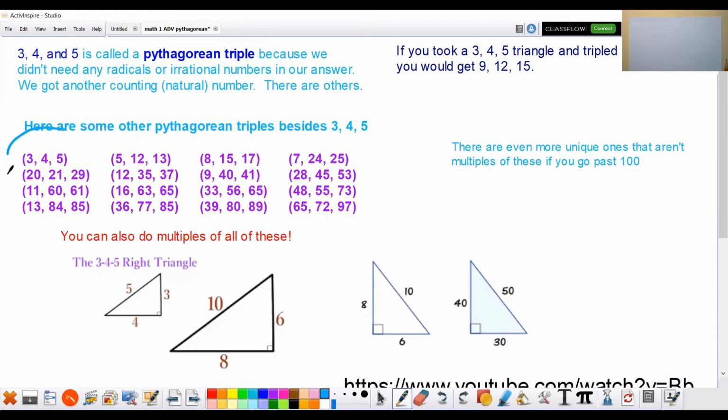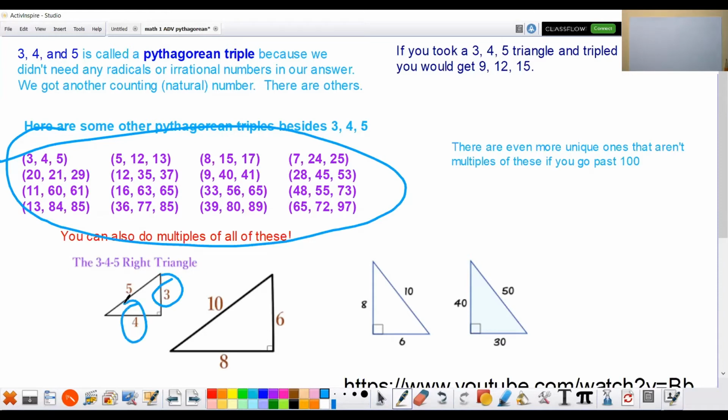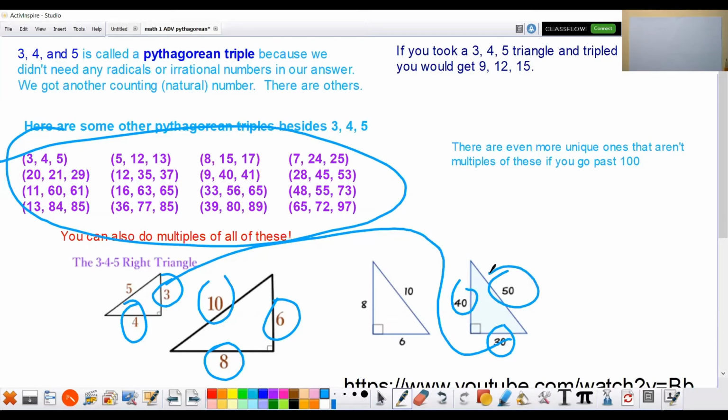And there's lots of numbers that actually work out perfectly in these ratios. Like if I doubled all these, the 6, doubled that to 8, well, this would be 10. In fact, what if I times these by 10 and did 30, 40, and 50? Pretty cool.